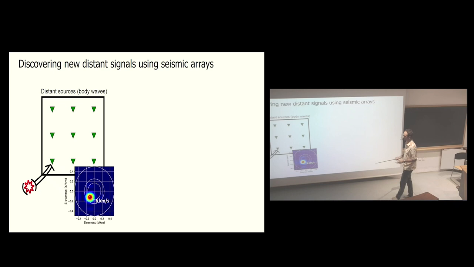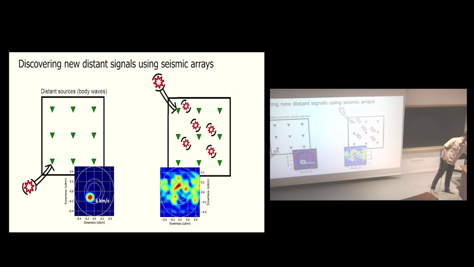And especially being able to decipher between body waves, with rather high velocities, in this case 6 kilometers per second, and rather low velocity surface waves, around, for example, 1 kilometer per second. So this is just a sketch showing an example of what a beamforming analysis of this simple array would look like, with just a single source of body waves coming from a distance.